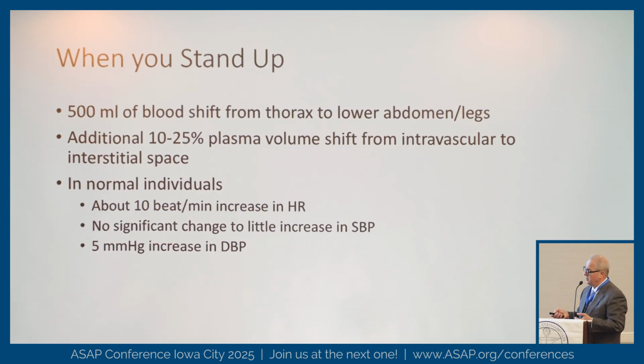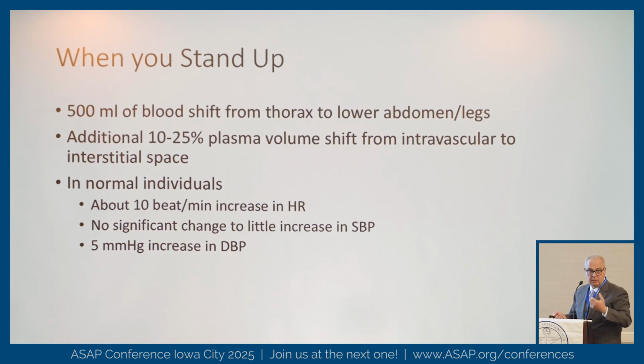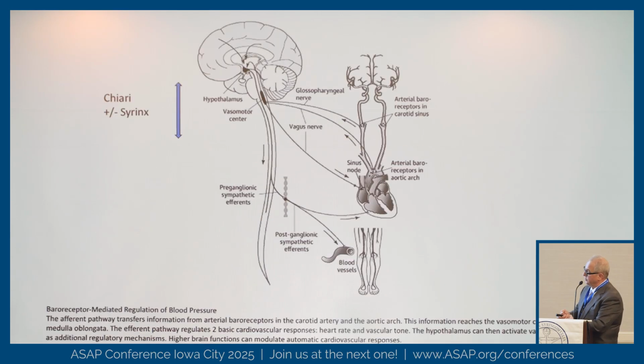That's a normal response. And then usually your systolic blood pressure, which is the higher number, stays about the same. And your lower number, the diastolic blood pressure, increases by about 5 millimeters because this is a measure of how well you're constricting your blood vessels. So that's basically the physiologic normal response in a person. And like I said, this is mediated by this area in the brainstem here.